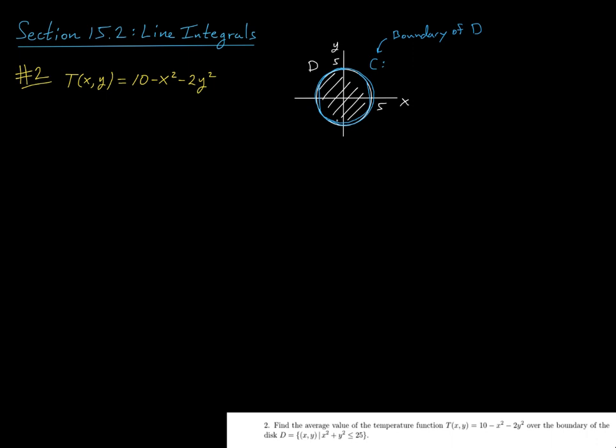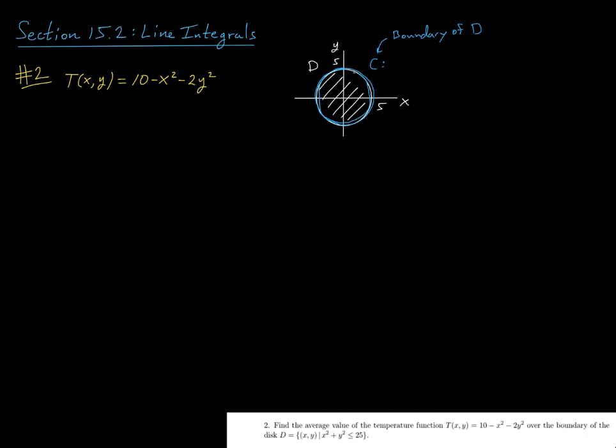So here's our disk D, and I'll refer to the boundary of this disk, which is just the circle of radius 5 centered at the origin, as C. And we want to find the average temperature along this boundary circle.